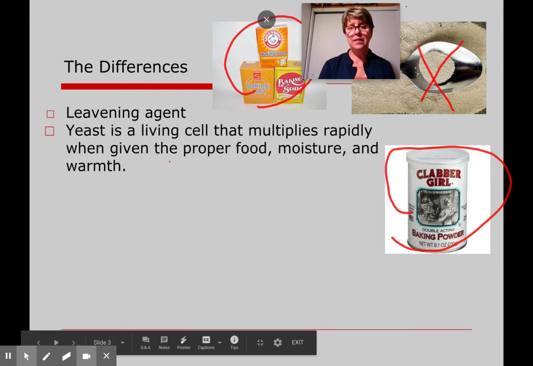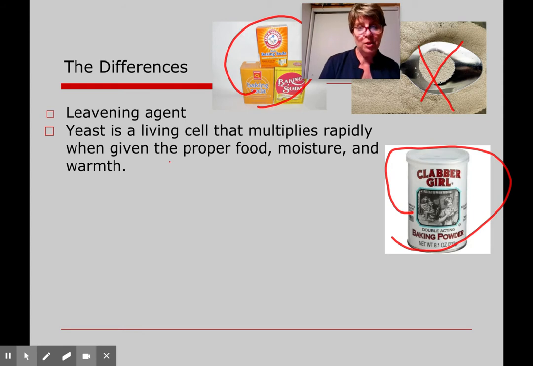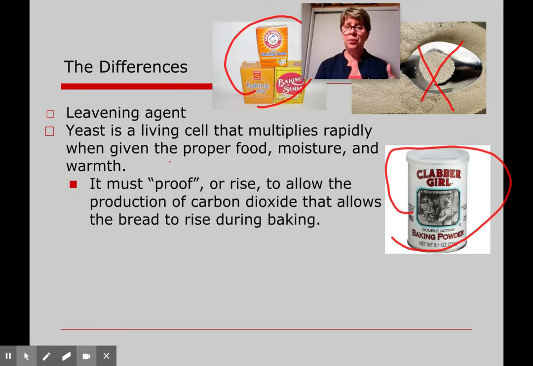So yeast is a living cell, and we're going to be talking about yeast later. It multiplies rapidly when given the proper food, moisture, and warmth. That'll be in the second lab that we'll do. It must proof or rise to allow the production of carbon dioxide that allows the bread to rise during baking.